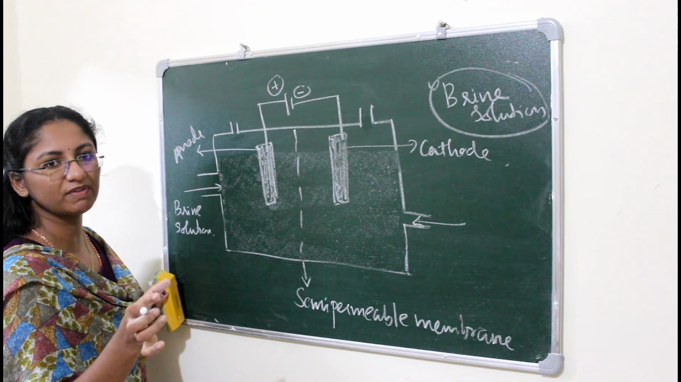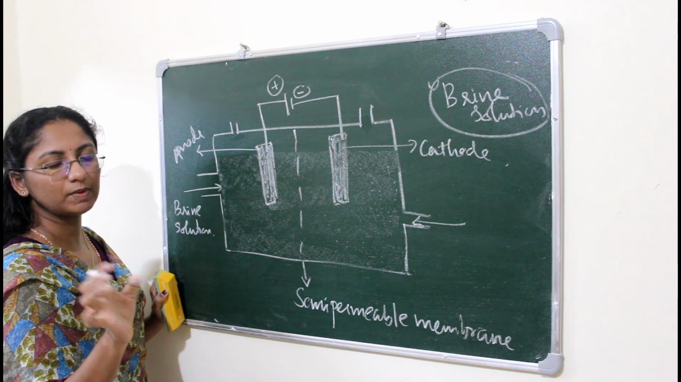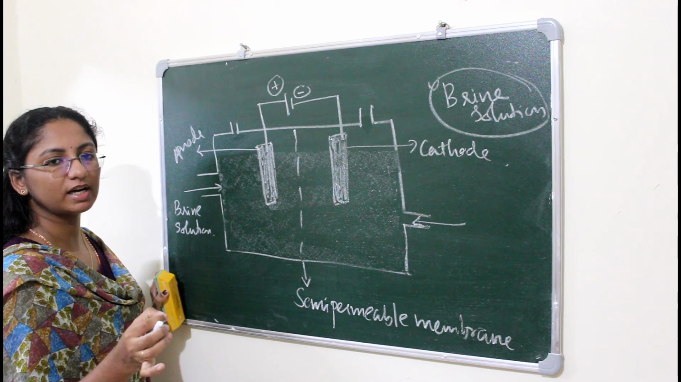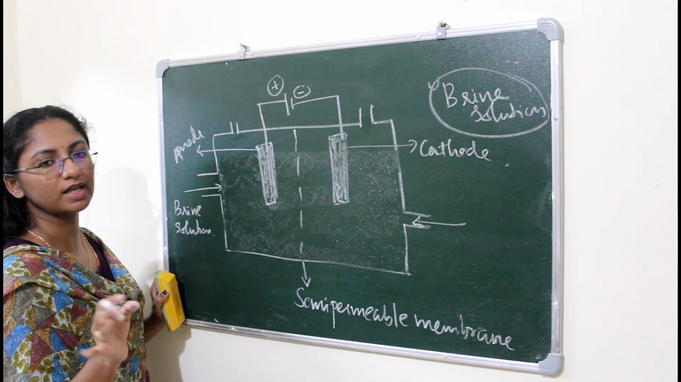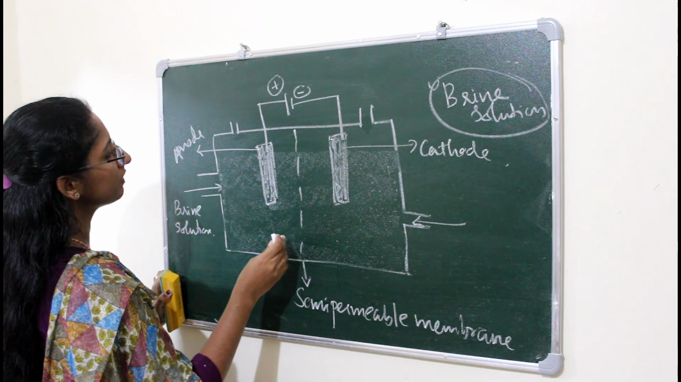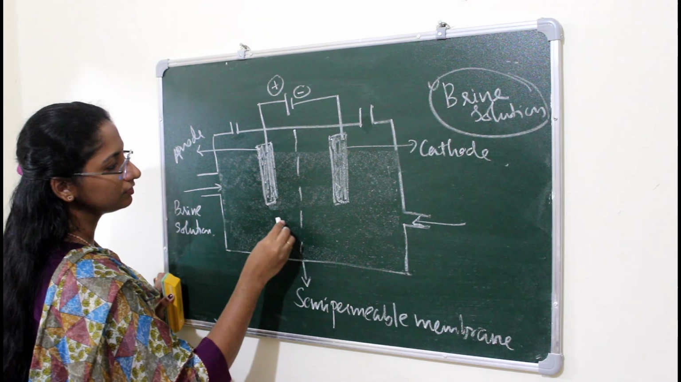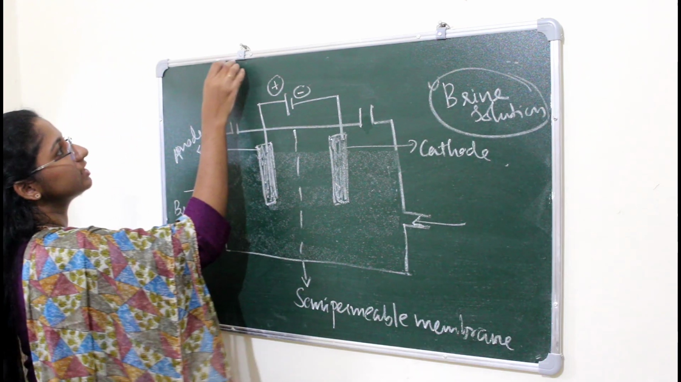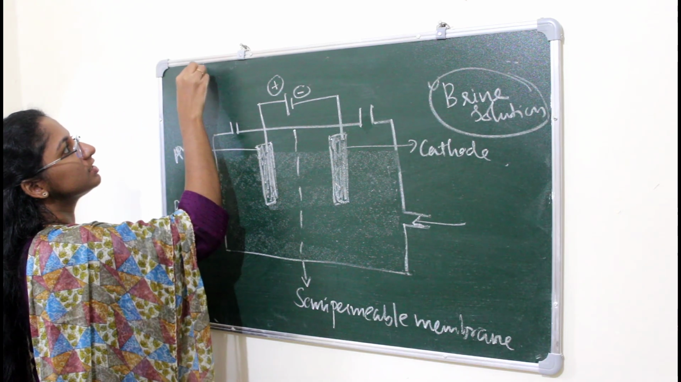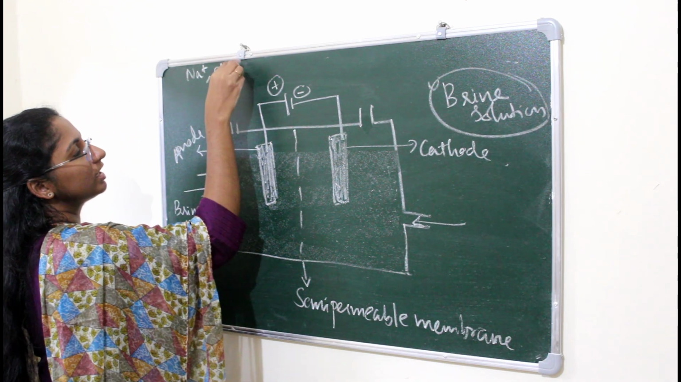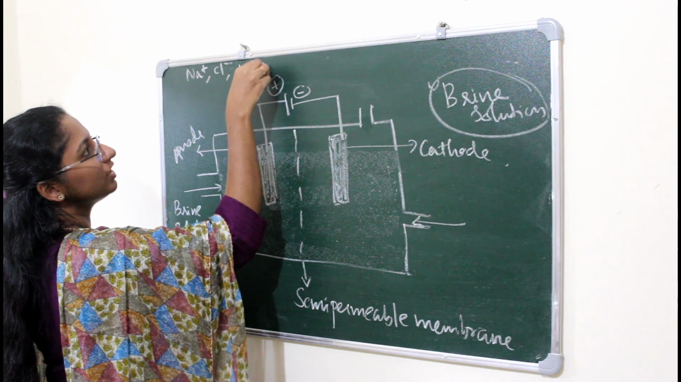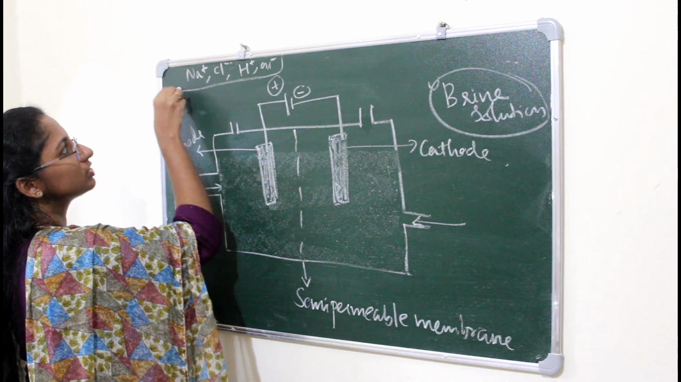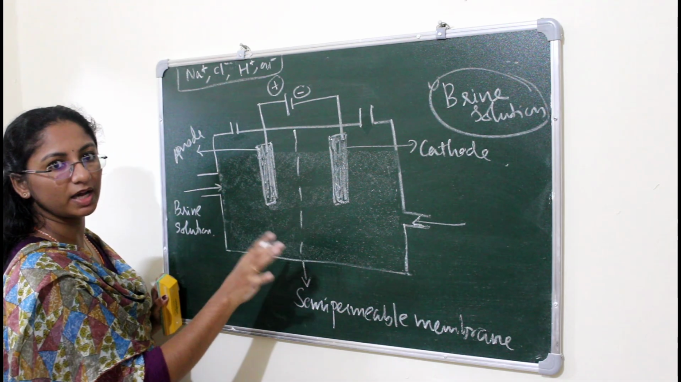That is, an aqueous solution of NaCl means what? NaCl plus H2O, right? That means it will contain Na plus, Cl minus, H plus and OH minus, right? So NaCl contains Na plus, Cl minus. In water it will contain H plus and OH minus ions. So these are the ions present within this brine solution.